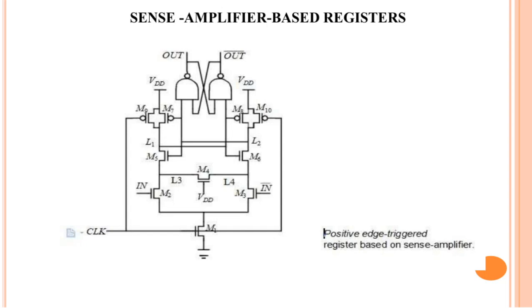Here, we're focusing on sense amplifier-based registers. These registers utilize sense amplifiers to improve speed and power efficiency in reading stored data. The key advantage is that sense amplifiers enable faster data sensing compared to traditional methods, which helps boost overall performance in memory circuits. Understanding how these registers operate is crucial for designing high-speed digital systems with optimized power consumption.